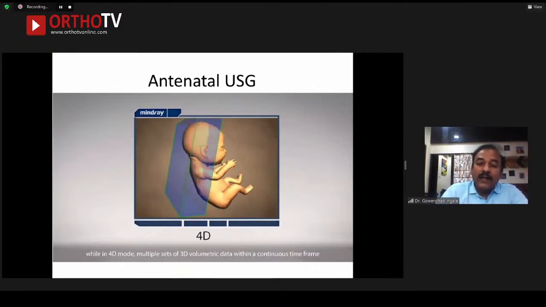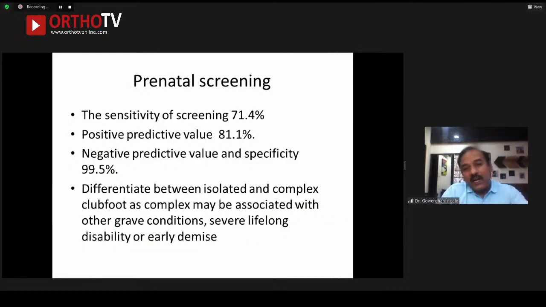That's what they say, and it really helps to do this antenatal scanning, and most of the defects are seen on this. This screening helps because it has a sensitivity of 71%, a positive predictive value of 81%, and a very high negative predictive value of 99.5%. So it really helps, the diagnosis is very clean and clear, and we can definitely advise the parents accordingly on what they should be doing once the child is born.